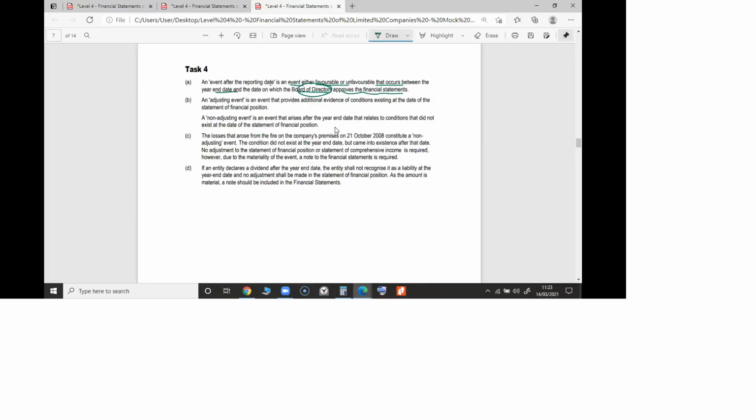An adjusting event provides additional evidence of conditions existing at the date of the statement of financial position, and a non-adjusting event arises after the year end. Look at this: after the year end, they said, and at the date of the financial position. So these two are the key words. You need to keep them in your head. Conditions that did not exist and conditions that did exist make the difference.